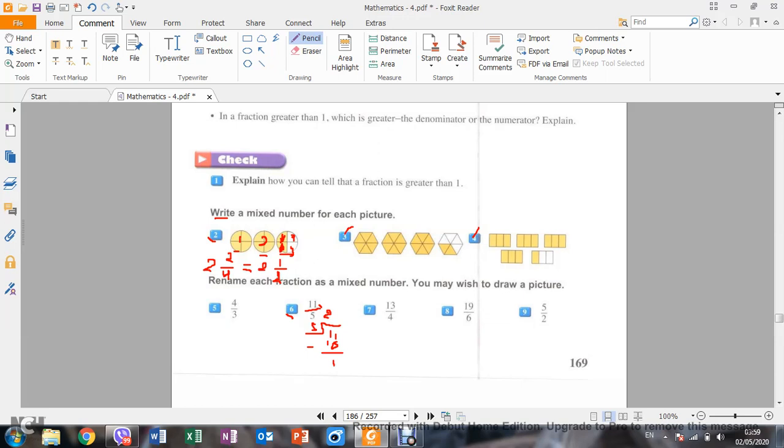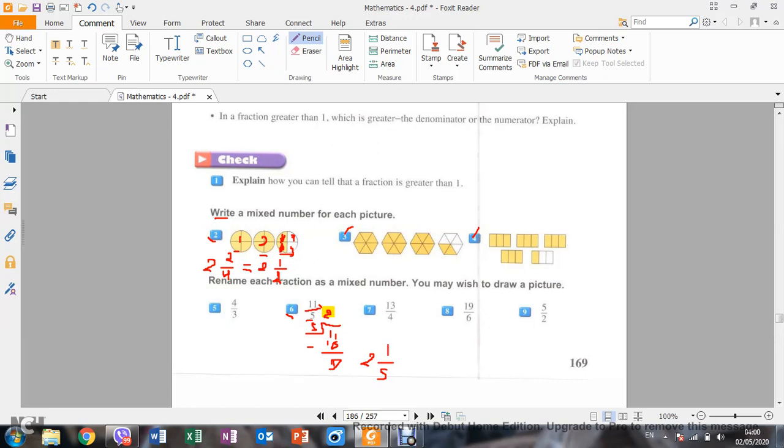Now our whole number is 2 because our quotient is 2. I'll write 2 here, and the fraction next to it. Our denominator doesn't change, it is 5, so write 5. For the numerator, our remainder is 1, so 1 is our numerator.